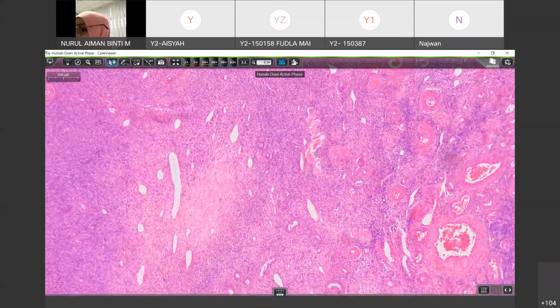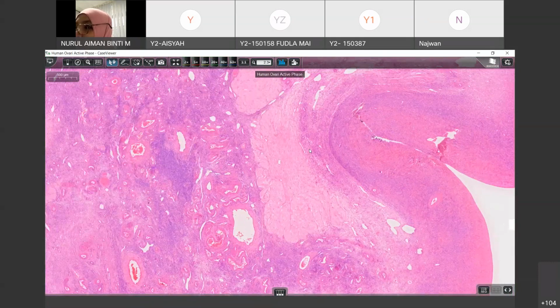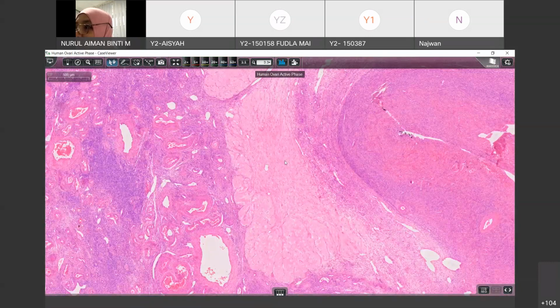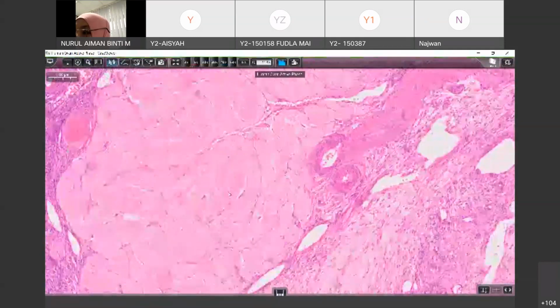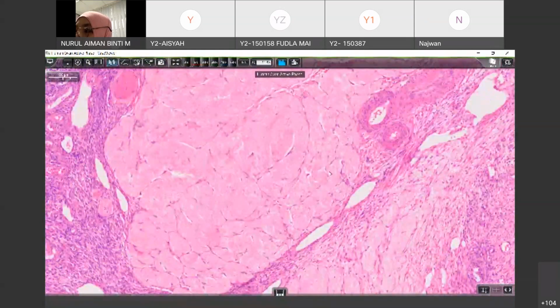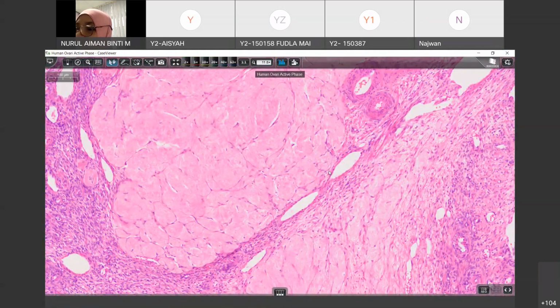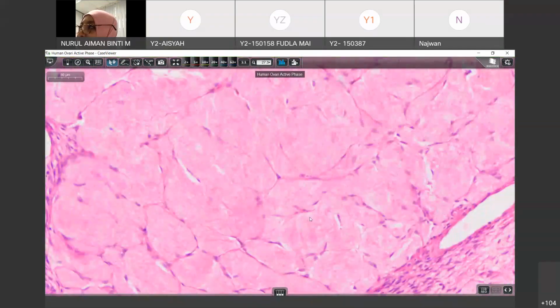Okay, sorry. Again, this is a very whitish area. The whitish area contains a lot of fibrous tissue basically. But can you guess what this is? I think I have given you questions that should answer your question actually. Okay, what is this? Very good, Aisha. Corpus albicans.